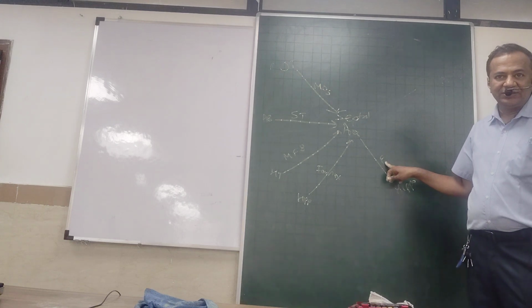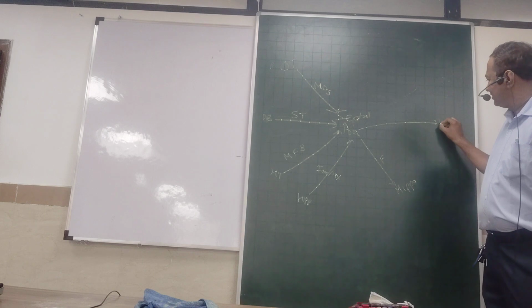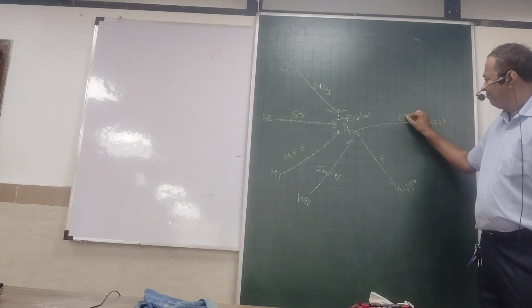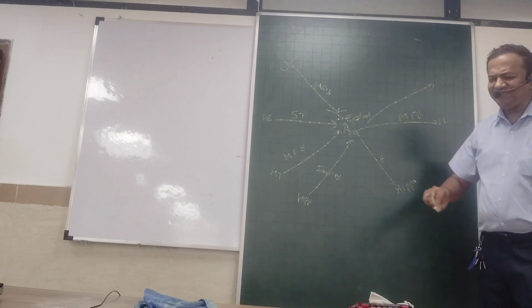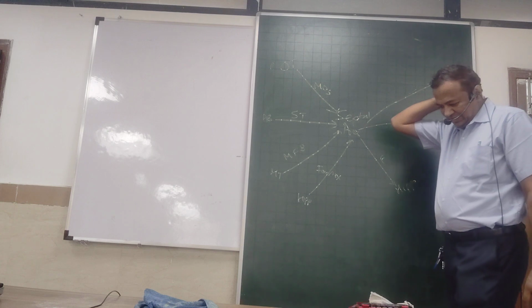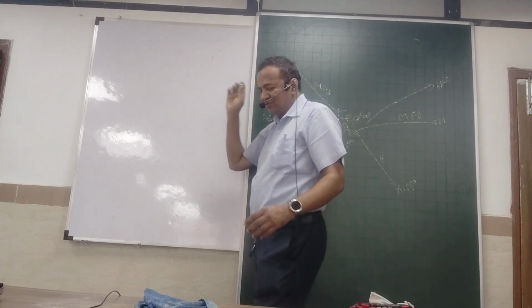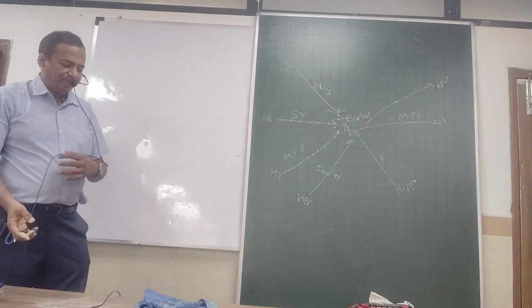Hippocampus via fornix. Then hypothalamus via median forebrain bundle. And one thing, habenular nucleus. This habenular nucleus also is part of the limbic system.